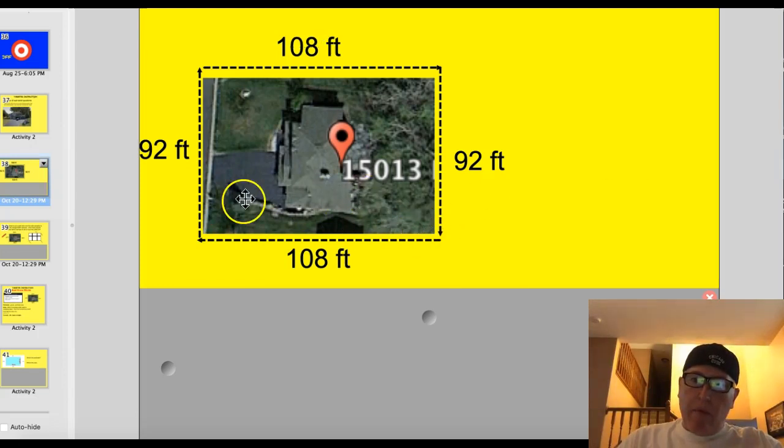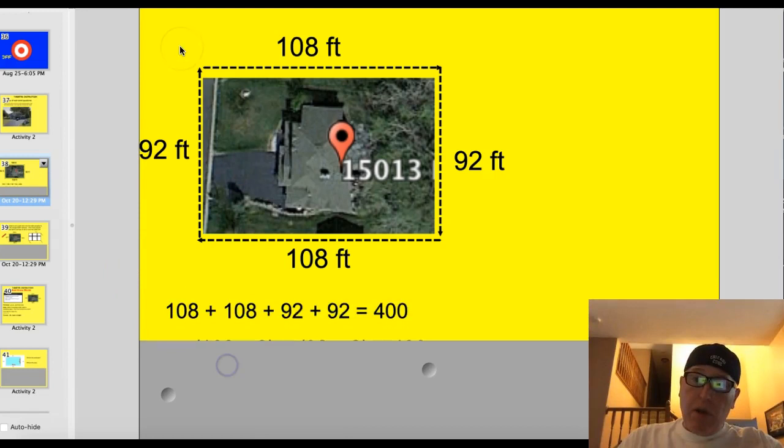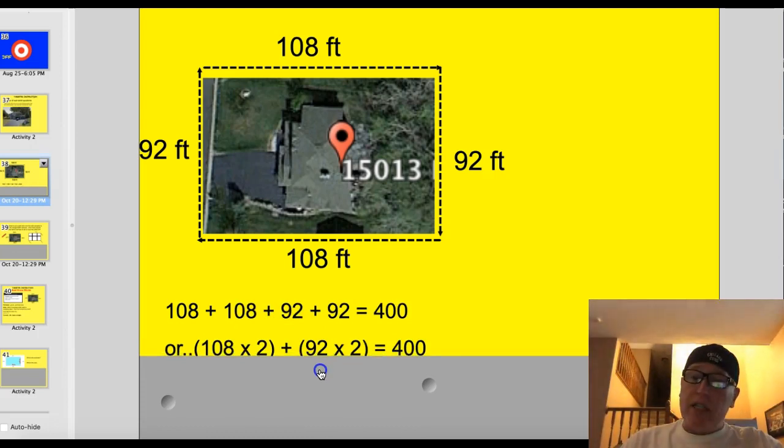So I would need 108 feet of fence on this side, plus 92 on this side, plus 108 on this side, plus 92 on this side. Or you can think about it as 108 plus 108 plus 92 plus 92. No matter how you slice it, my friend, 400 feet of fencing.